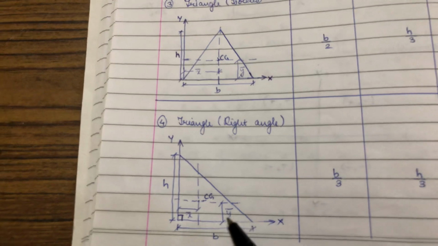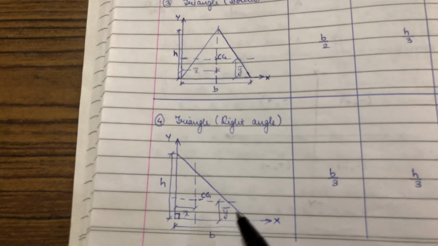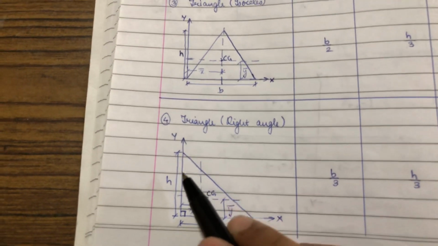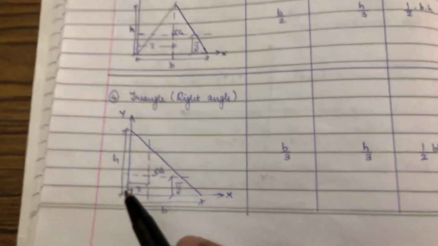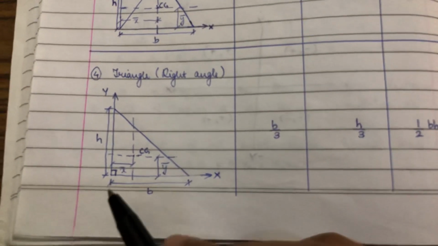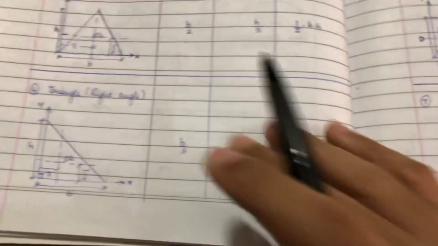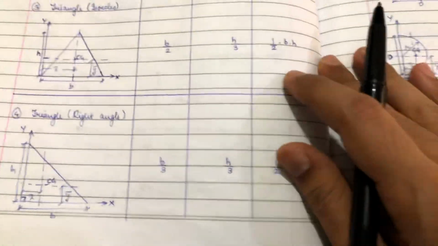You shall not take it from here. If you take it from this side, this will become 2 by 3 b, and if you take it from here, it will become 2 by 3 h. So always you have to remember that x bar and y bar both will be taken from the origin, and the area of the triangle will be half base into height.